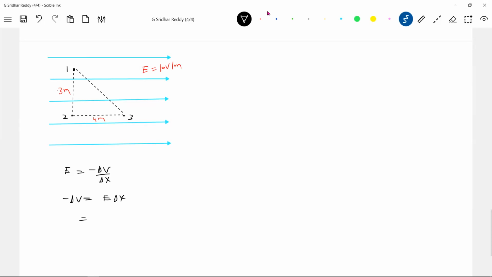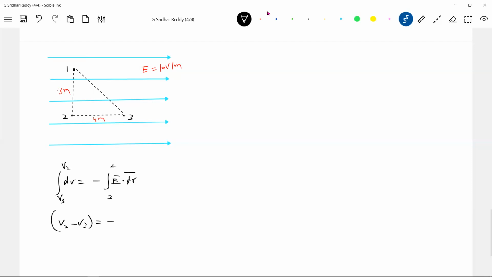And so what should we write here? I'll come with a basic definition. From there, let me start. What is our definition? Our definition is dV is equal to minus of E bar dot dr bar. Now let me find out the potential difference between point 2 and 3. So this will be V2 minus V3 is equal to minus of.